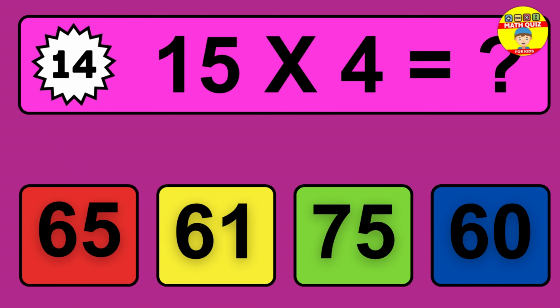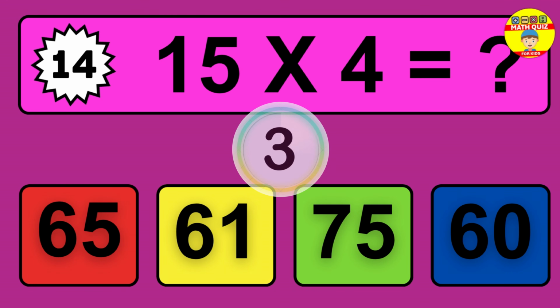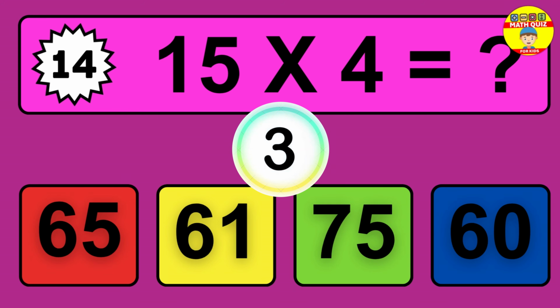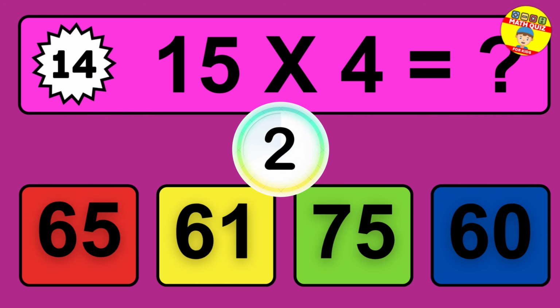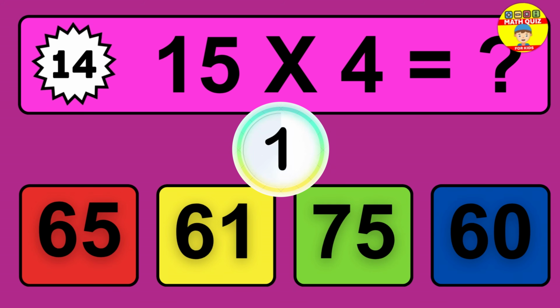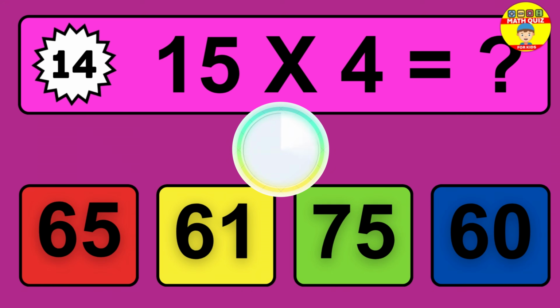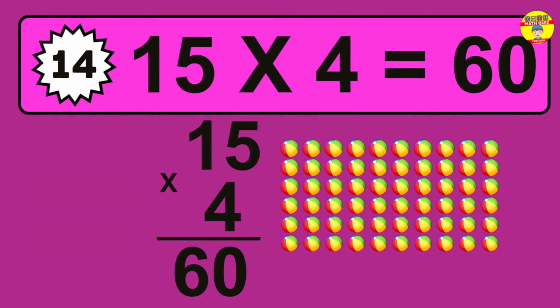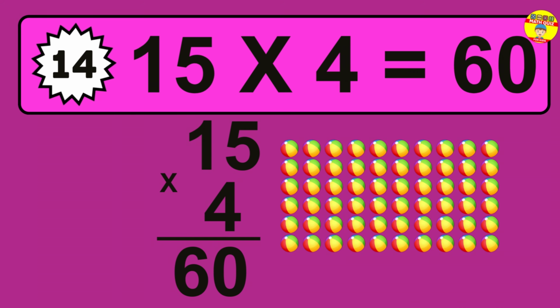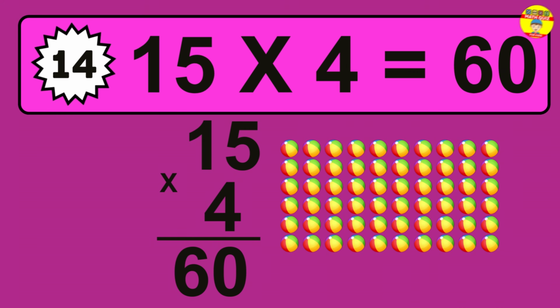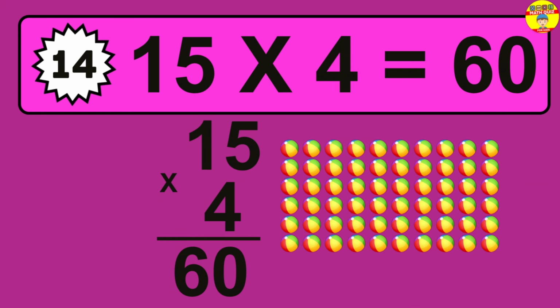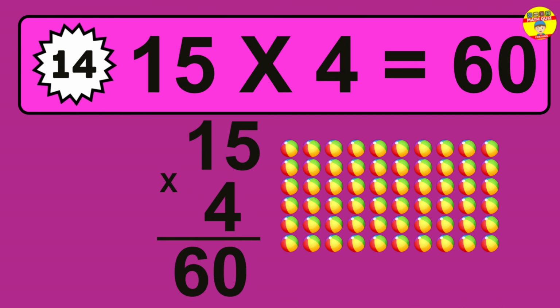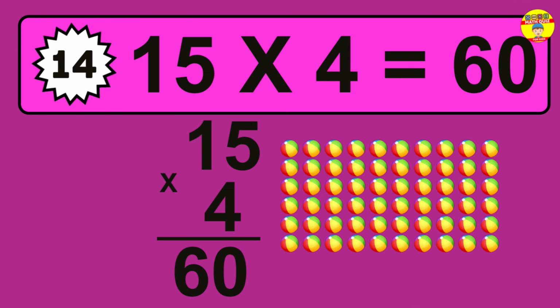Question 14. 15 times 4 equals what? So the answer is 15 times 4 is 60. To calculate, we have 15 groups with 4 balls each one. So how many balls do we have? 60 balls.